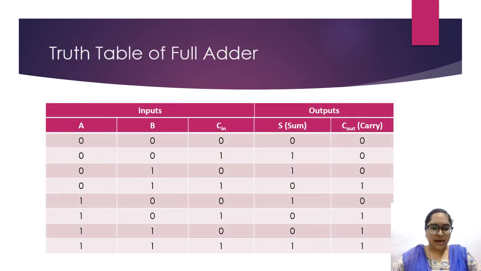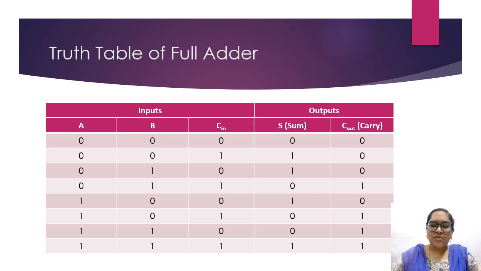truth table of the full adder. Here we have inputs and outputs. Inputs are 3, and let me tell you a small cheat code to write this truth table. We get 4, 2, 1. That means at A take 4, B 2 and C 1, and then just go on adding the zeros and ones in the order from 0 to 7.